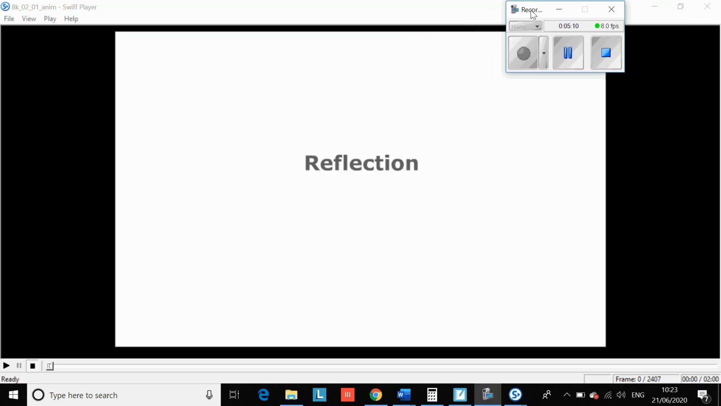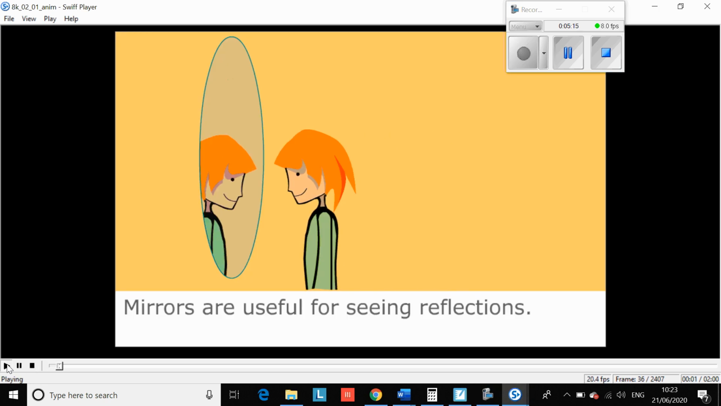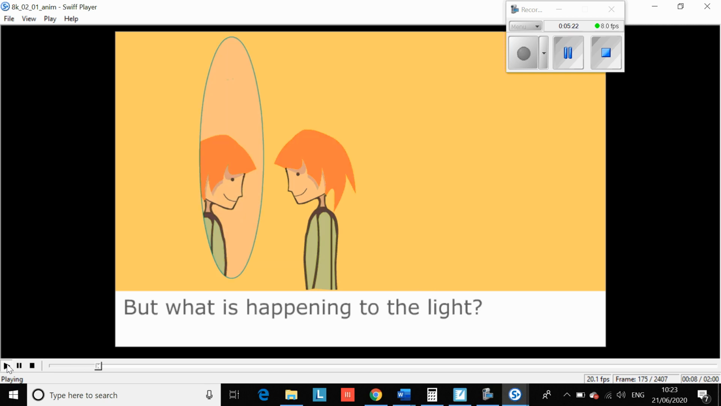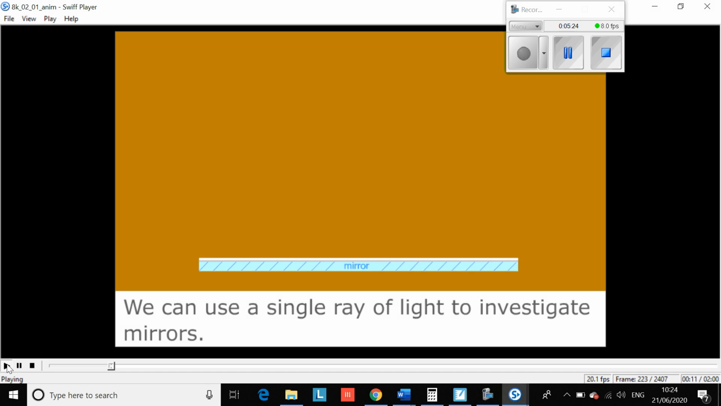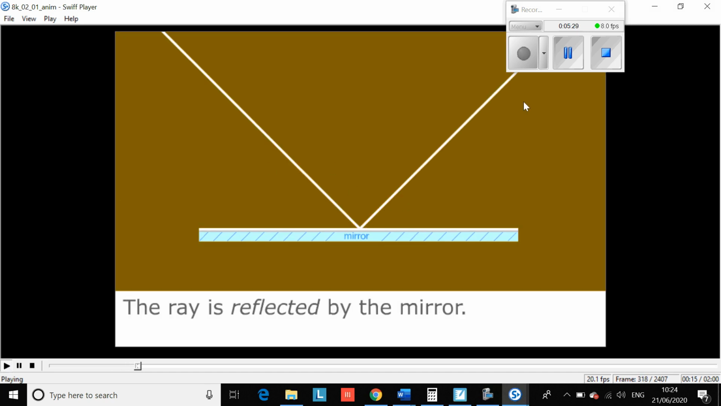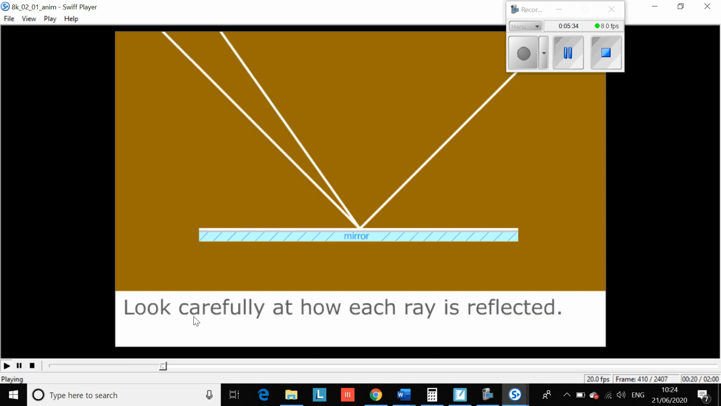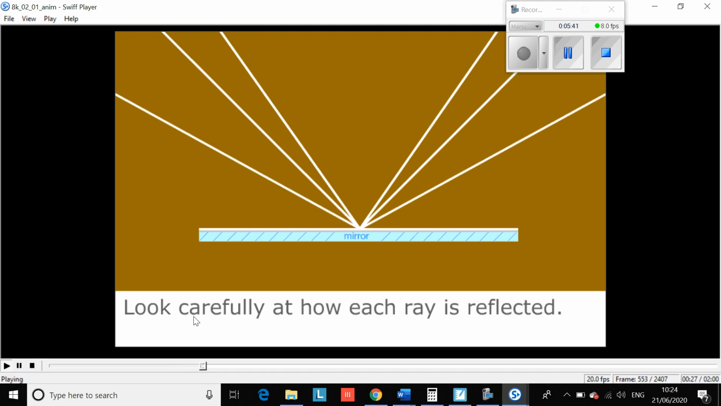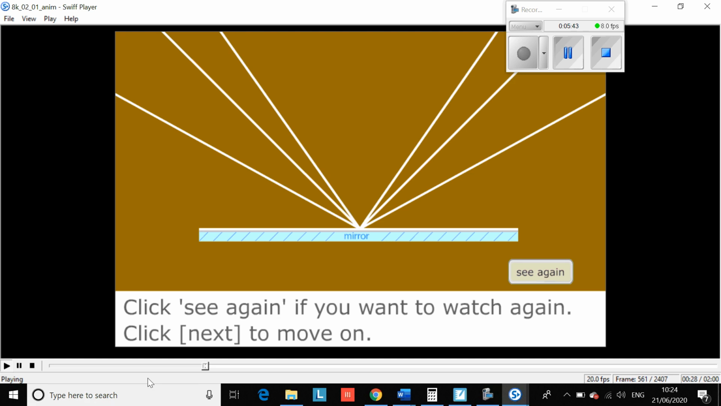Okay, so I'm going to show you an animation of what you should have seen happen during the experiment. So mirrors give us reflections. If a beam of light is shone onto a mirror, this is what actually happens. So there's our mirror, a beam of light comes in and is reflected off. Now, the ray is reflected by the mirror, and hopefully you'll start to notice a bit of a pattern. Look at the angle that the beams of light come in at. What do you notice about the angle that they're reflected at?